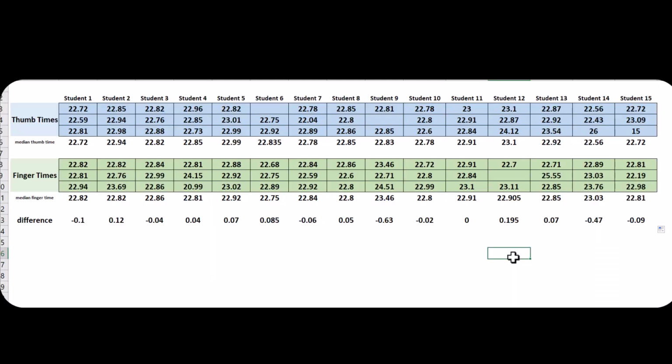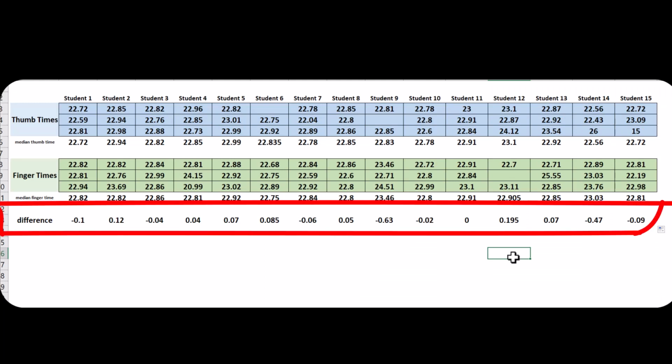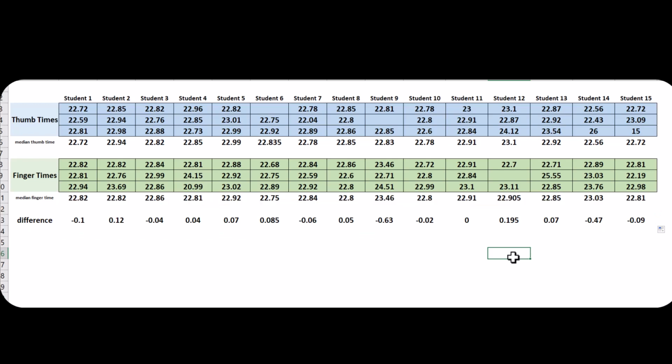So cool. Okay, now that, my dear friends, right here, that is the data set I'd like to analyze, because that right there, in my humble opinion, is the exact representation of what the parent was saying at Doug's swim meet. Is there a difference between the thumb and the finger times per person? Let's go take a look.